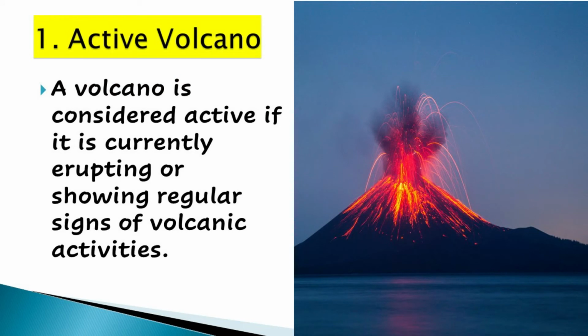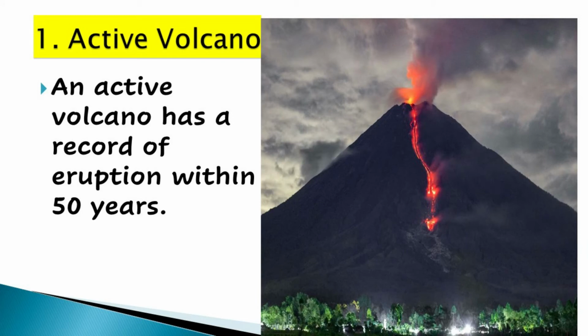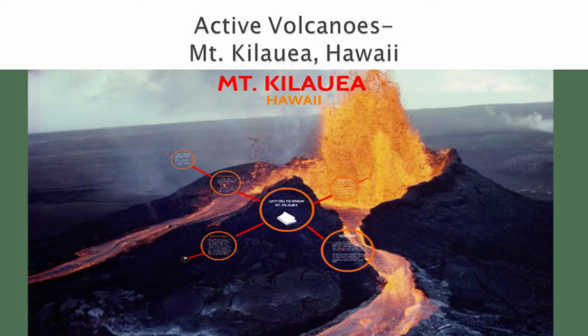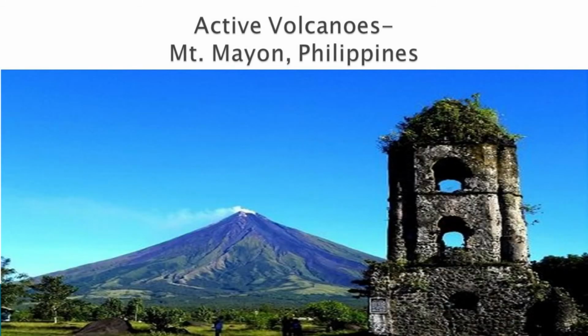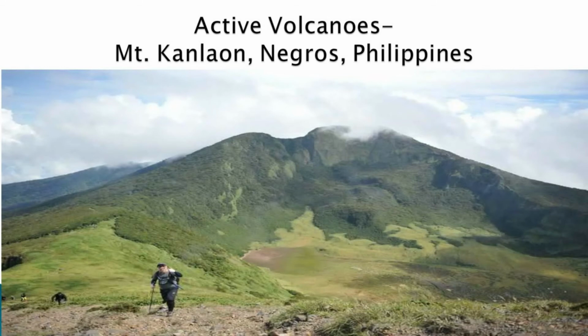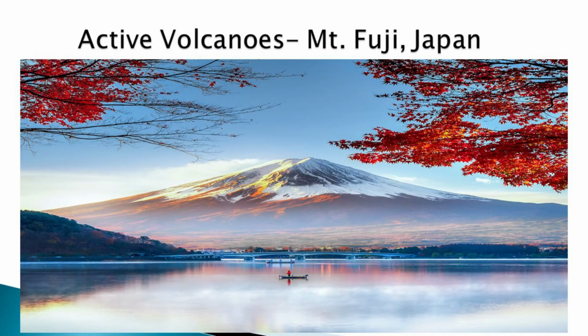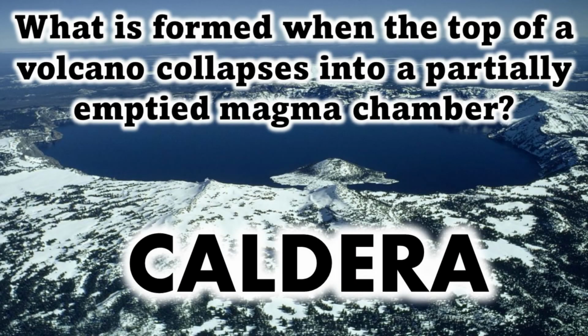Active volcano. A volcano is considered active if it is currently erupting or showing regular signs of volcanic activities. An active volcano has a record of eruption within 50 years. Examples of active volcanoes are Mount Kilauea in Hawaii, Mount Mayon in the Philippines, Mount Kanlaon in the Philippines, Mount Fuji in Japan. What is formed when the top of a volcano collapses into a partially emptied magma chamber?